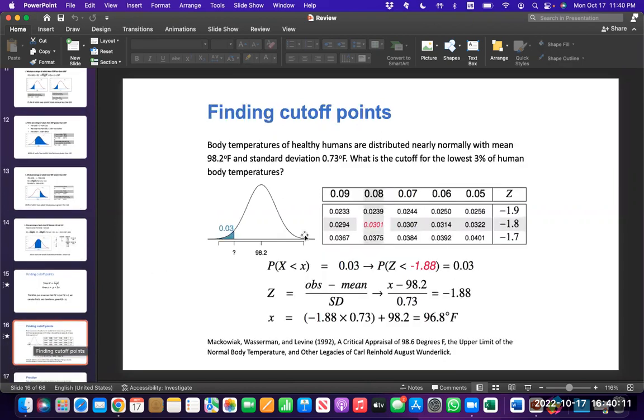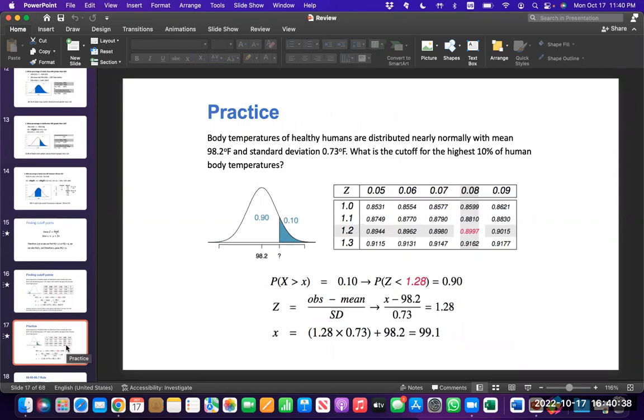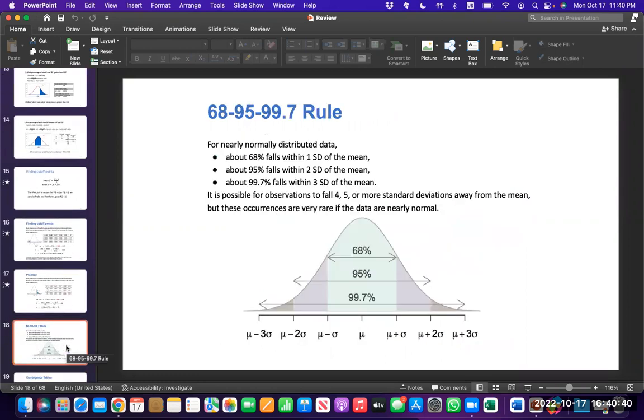Same exercise here. You're interested in something like 3% of your population. This basically will allow you to calculate the observed x minus the mean divided by the standard deviation, which gets you to calculate x, which is considered a threshold below which you have 3% of your population. So I encourage you to calculate all these examples and to also go back to the exercises that we have done in the respective lectures.